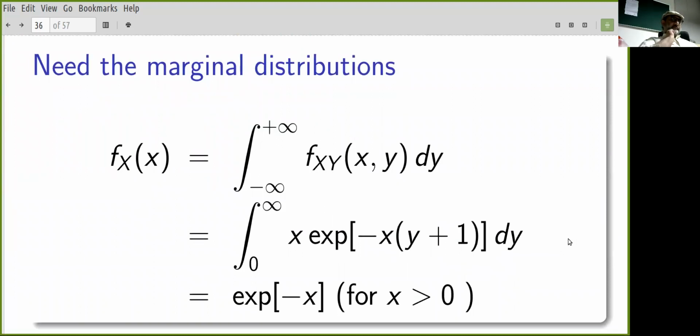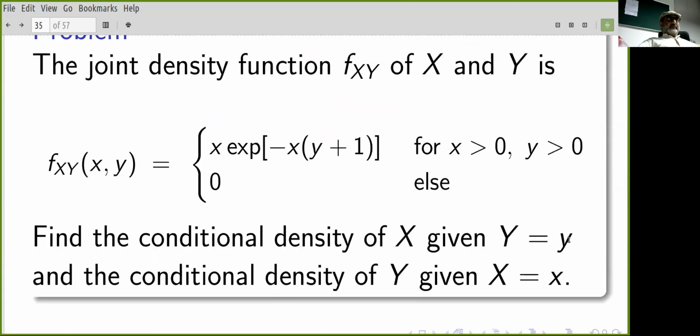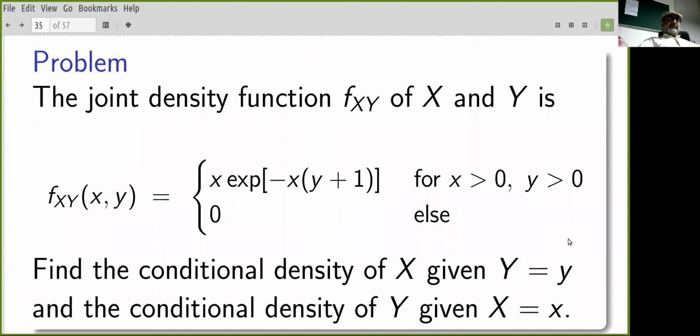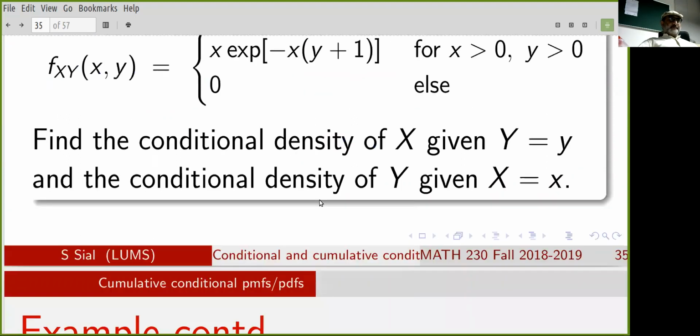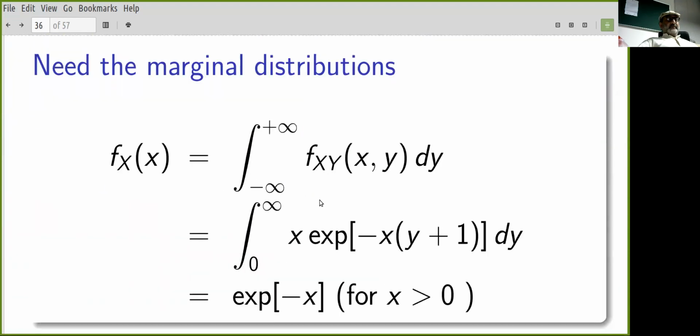Okay, so how do we find conditionals? Well, we take the joint PDF and we divide it by the marginal for x, or we divide it by the marginal for y, and that will give us the conditional PDFs. So to get the marginal for x, you take the joint for x and y, and you integrate out the y. That will leave you with the marginal for x.